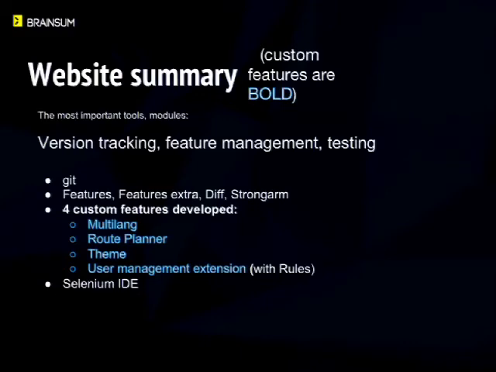Okay, what other tools did we use while building this site for version tracking, feature management, testing? Of course, we used Git for the version tracking, and the Features module for exporting every setting and view from the database, to make it manageable with version tracking and so on. We created features in four topics: the multi-language, the route planner, the theme, and a user management extension too, because the client had special requirements about the users. They had special customers. We had to import them. We used Rules for this, and the rules were exportable with Features too.